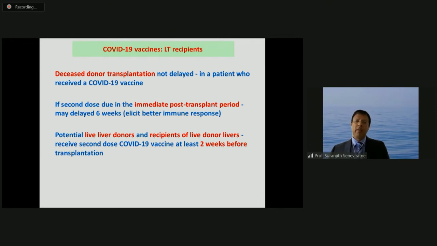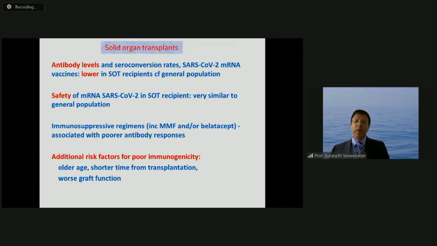Finally, in the last 2 slides, I will try to end by telling you something about solid organ transplant, from another talk that I gave. Kidney transplants, lung transplants, heart transplants, etc., are important from this perspective of vaccination. Antibody levels and seroconversion rates are lower in people with solid organ transplant compared to the general population. We know that. That is why we go for a third dose much earlier, without waiting till they get a breakthrough infection. Safety is good, but the response is lower, especially in people who are taking belatacept and MMF. The response has been found to be especially lower in that group of patients.